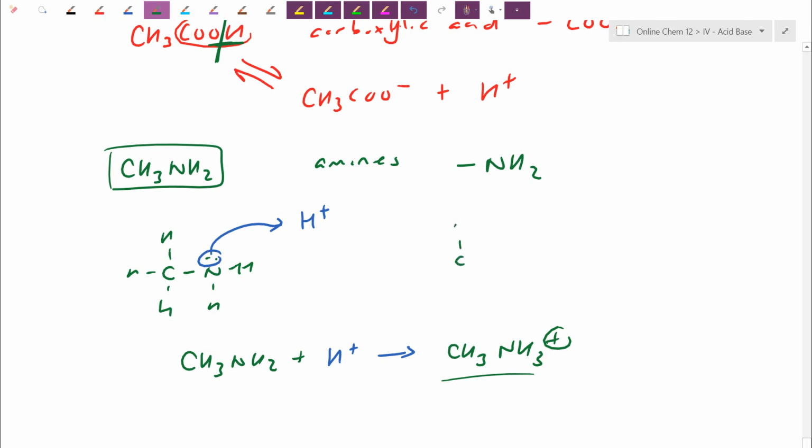So if I do it pictorially here, basically most of it has not changed. The methyl, the N still had 2 H's, and now all it's done is it picked up one other H. That H here had an extra positive charge, so overall we become a positive compound there.